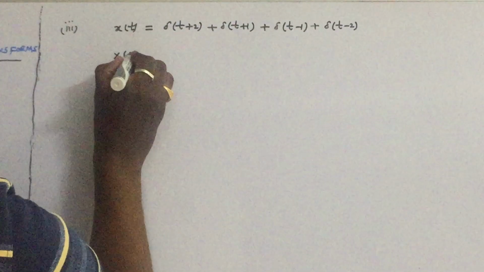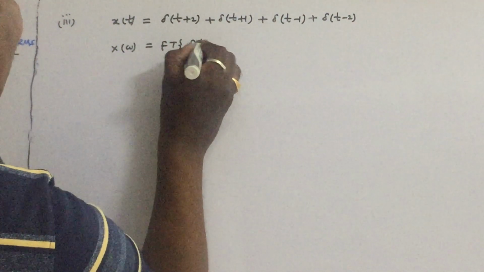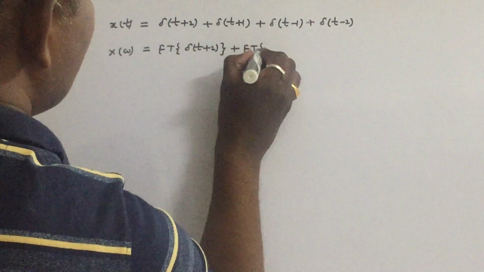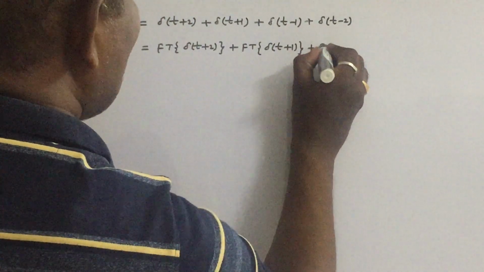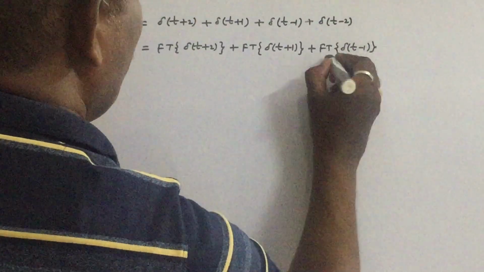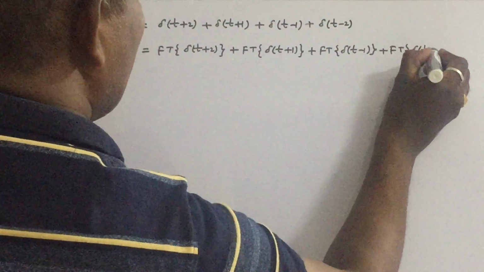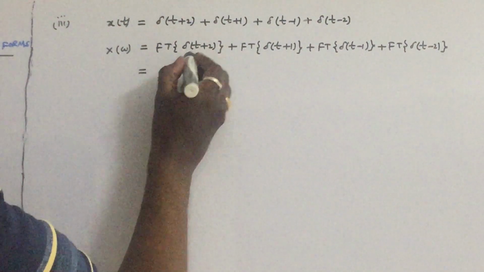So it will become X of omega, the Fourier transform of delta of t plus 2, plus the Fourier transform of delta of t plus 1, plus the Fourier transform of delta of t minus 1, plus the Fourier transform of delta of t minus 2. So let us find out the Fourier transform. What is the Fourier transform of this?